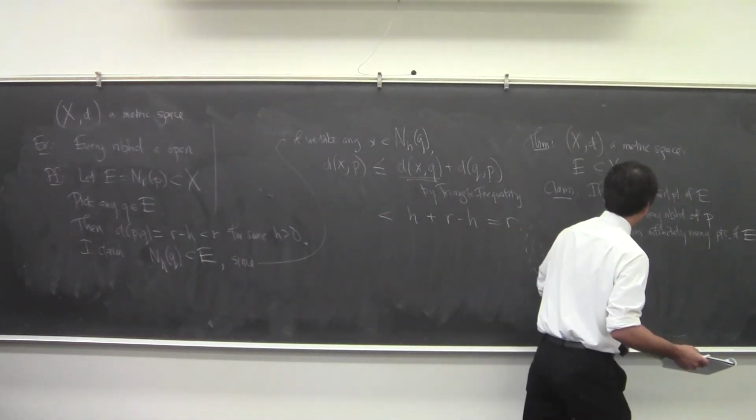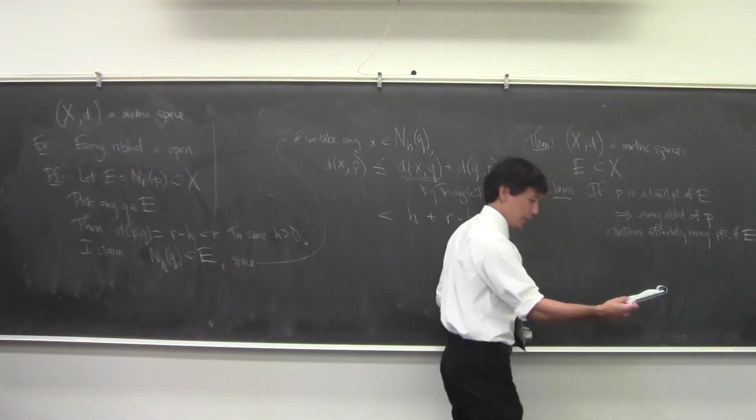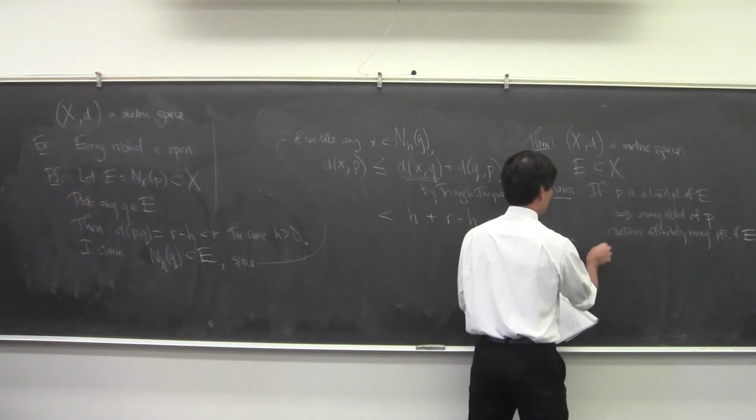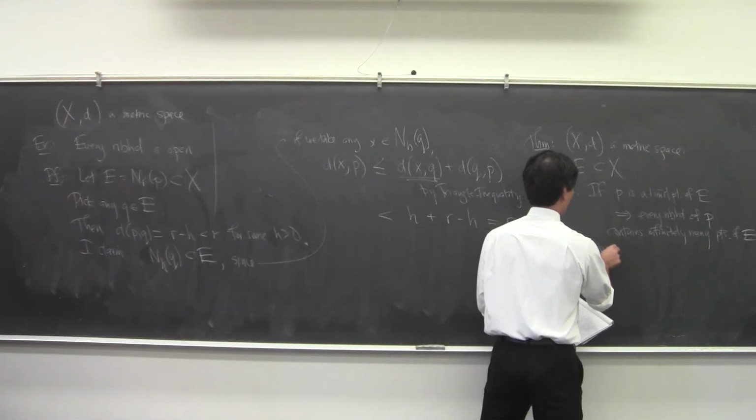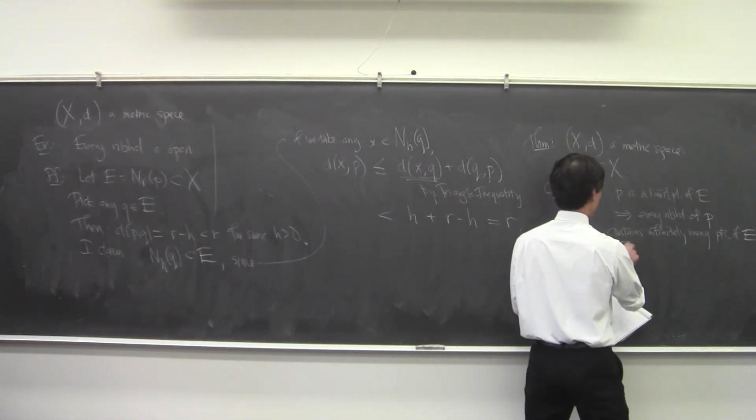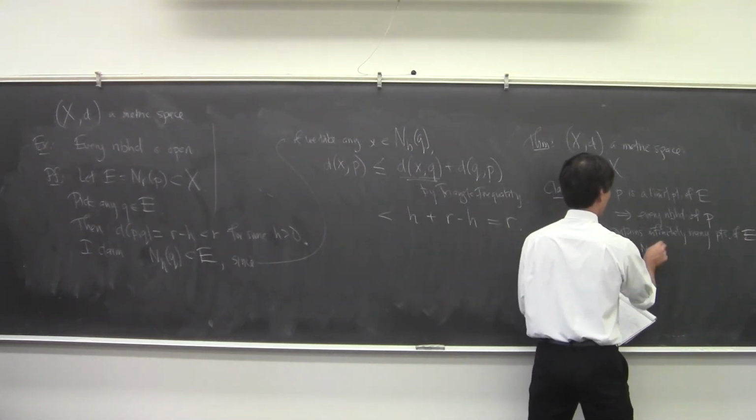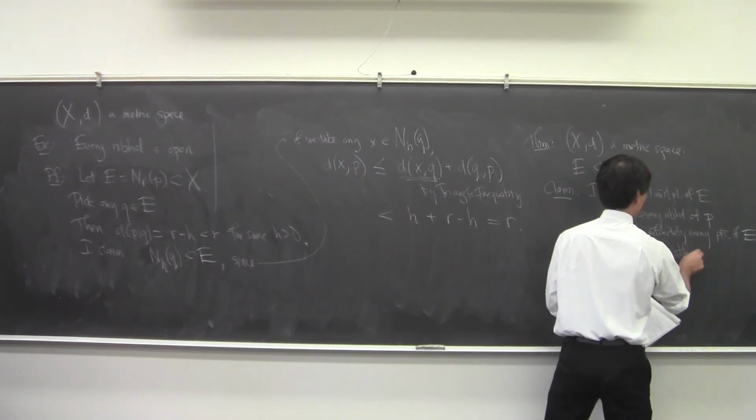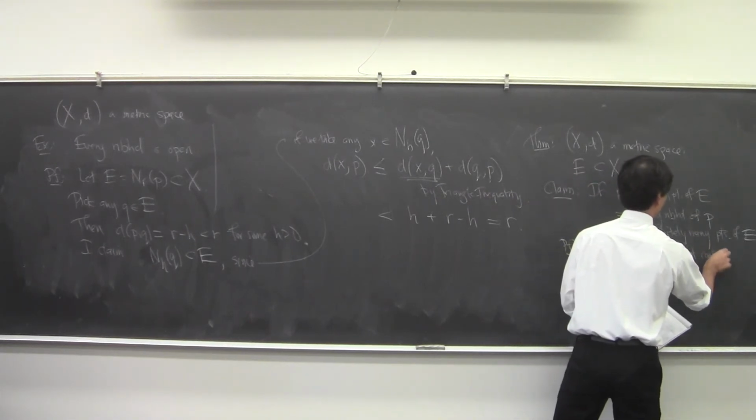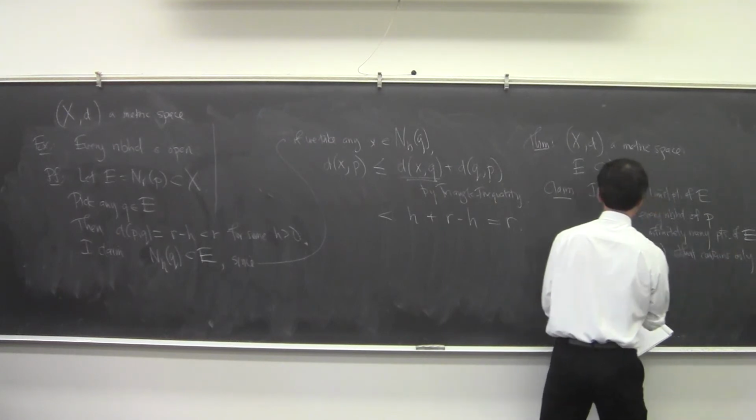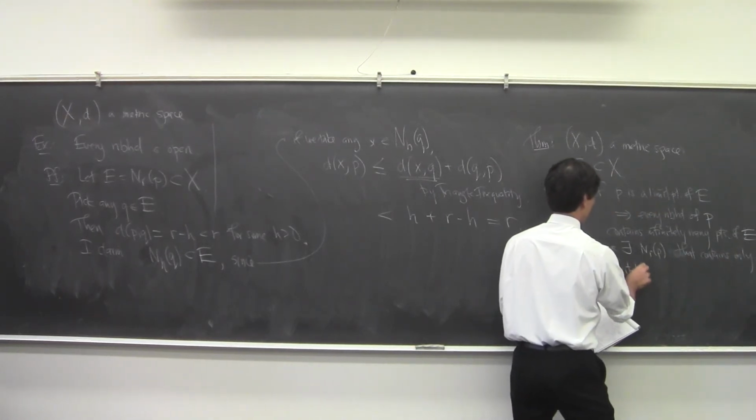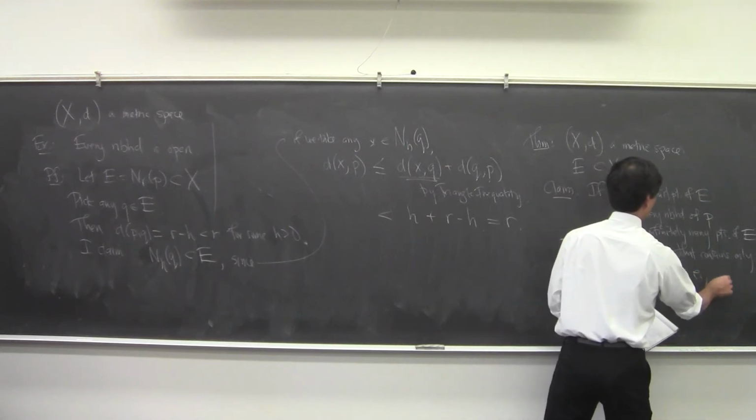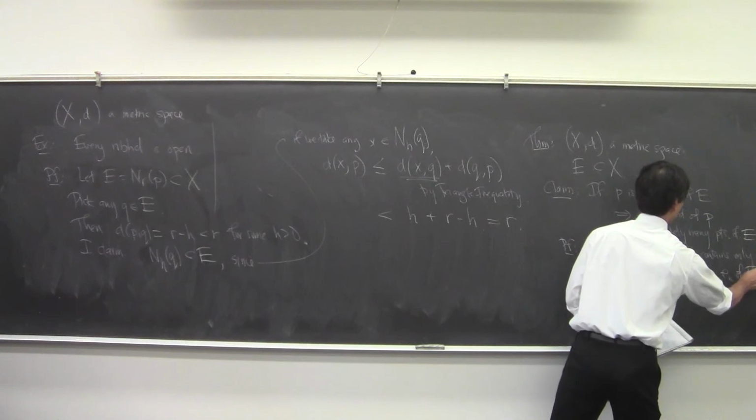So let me write out the second one. I think the first one is in your notes. I wrote it out in your notes. So by contradiction, suppose there exists a neighborhood of P that contains only finitely many elements E1 through EN of E.